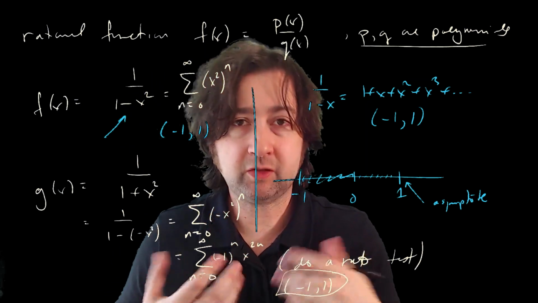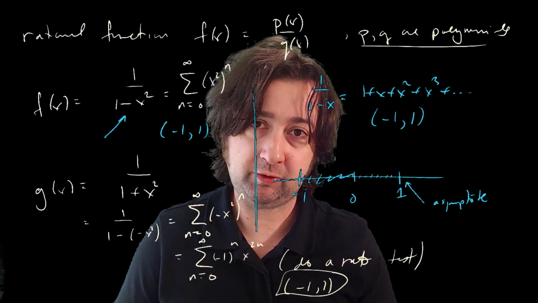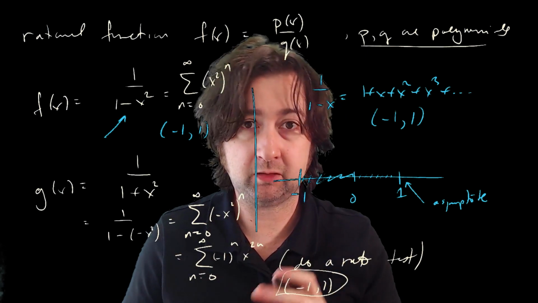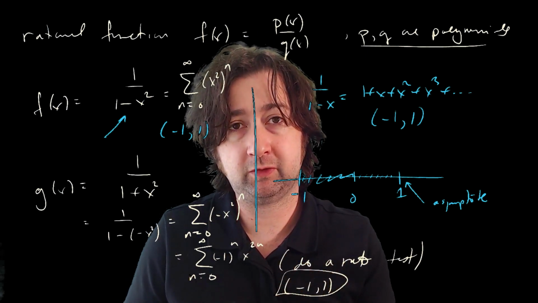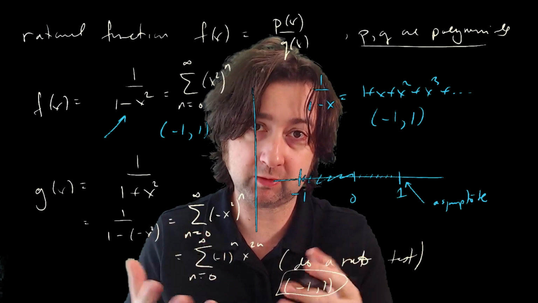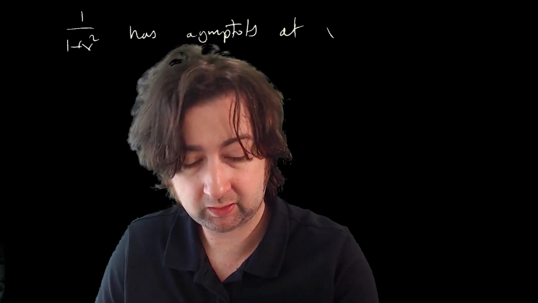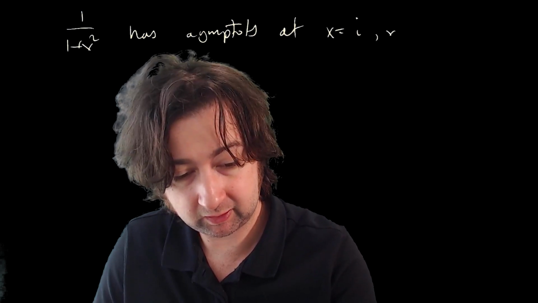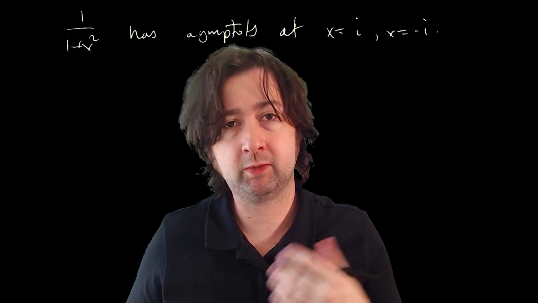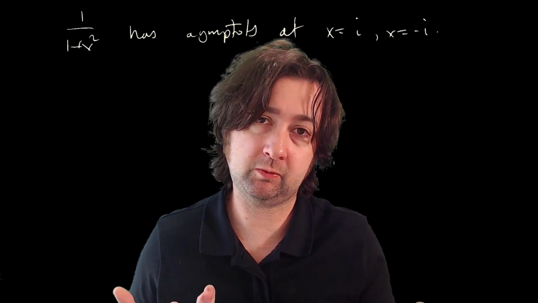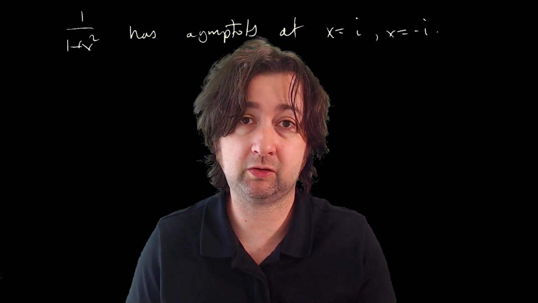The answer is that this sort of mathematics is actually deeply bound up with the complex numbers, and that complex roots of polynomials end up dictating where power series converge. So it turns out that 1 over 1 plus x squared has asymptotes at x equal to i and x equal to -i. We're going to be going into more detail about how the complex numbers work when we get to the Fourier analysis section of the course.